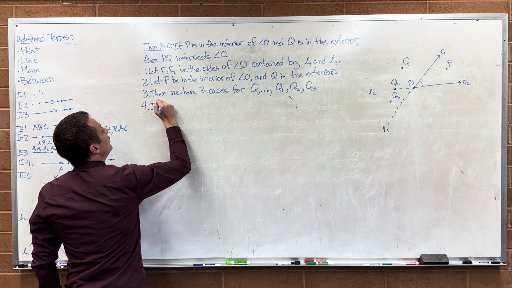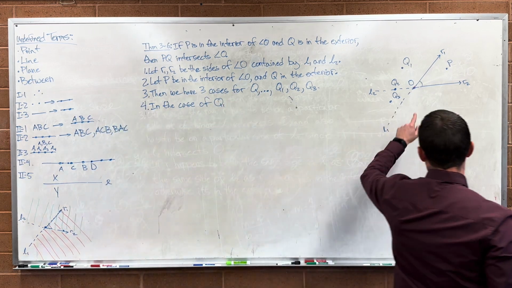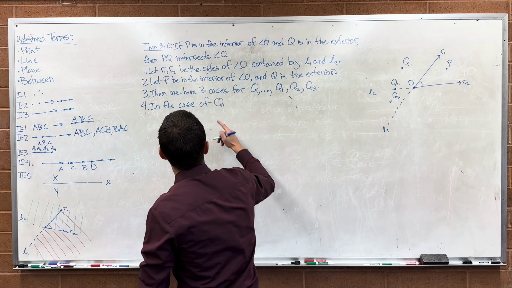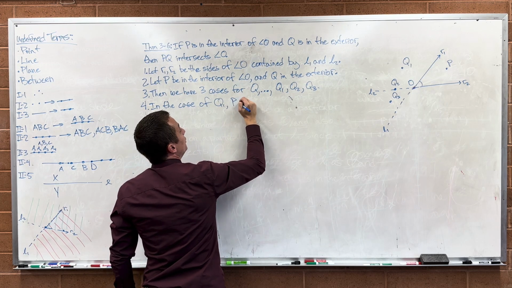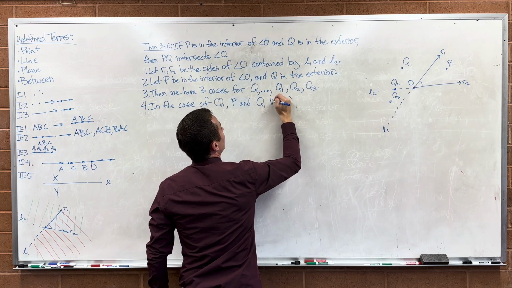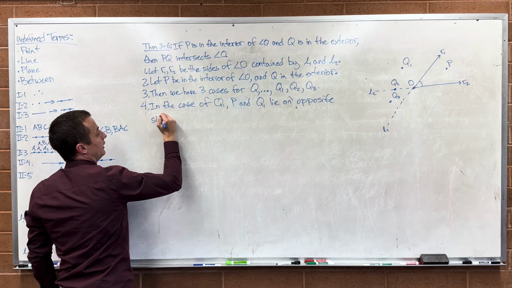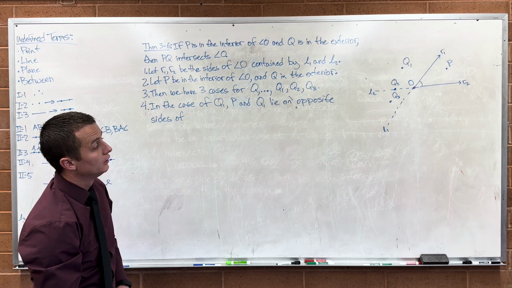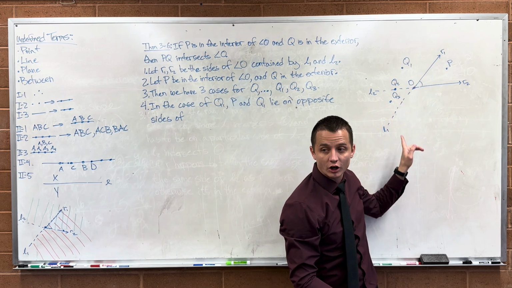So, in the case of Q1, what do we notice? So let's pretend it's right here. What do we know about Q1 relative to P? They're on the same side of one line, but opposite sides of the other. So, in the case of Q1, P and Q1 lie on opposite sides of, which line do they lie on opposite sides of? The line L1. We don't know that they're on opposite sides of the ray. We're going to have to argue that. We know that they're on opposite sides of the line L1.